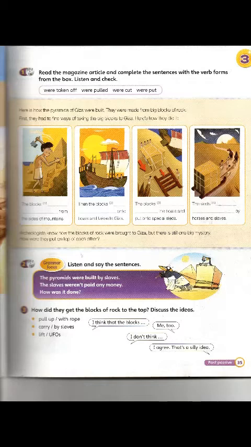So if you want to make a passive sentence, don't forget to put was or were, and please be careful with the subject because was and were depend on the subject. And after that, don't forget to put the past participle after was or were.